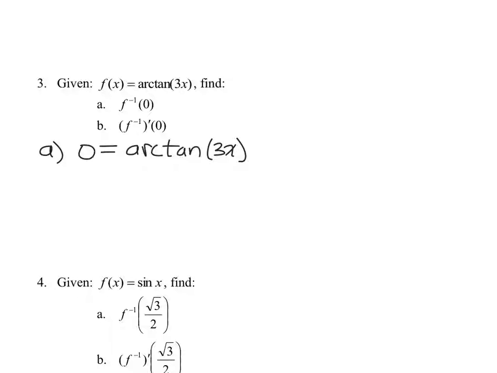So in my next step, what am I going to do? I might reason out what the arctan of 3x would be if I happen to be really strong with the unit circle. But odds are you're going to say, okay, I'll just take the tan of both sides, which is what you would do if you were going to find the inverse anyway. So tan of 0 equals 3x. What is the tangent of 0, by the way? 0. And so we get x equals 0. So the inverse function at x equals 0 is equal to 0.